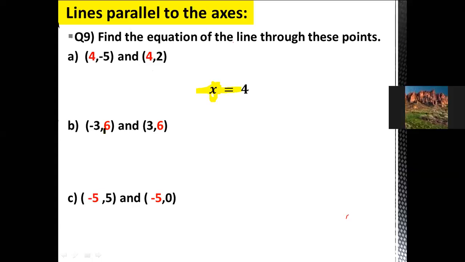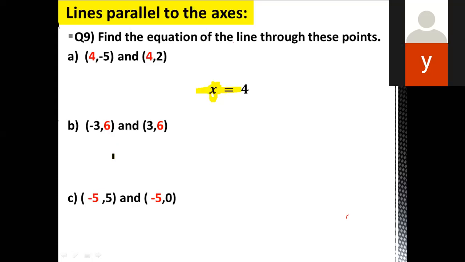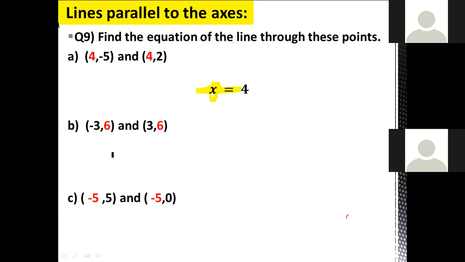Who wants to help with the second one? Yes, I did. Nabi, stay focused with me. Who wants to help? We have Yahya Suhaib. Yes, Yahya. Yes, teacher. Y equals 6. It's y equals. How did you know? It's a horizontal line because y. You just checked what? Just check the coordinates. When we look at the coordinates of the point, we just know. In the coordinates, we have y, it's the same. So that is y equals 6.